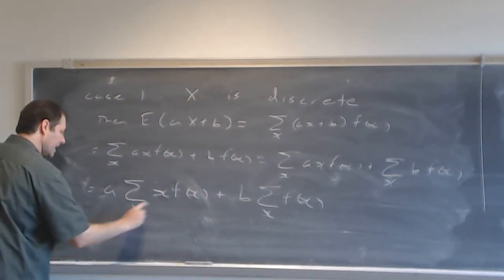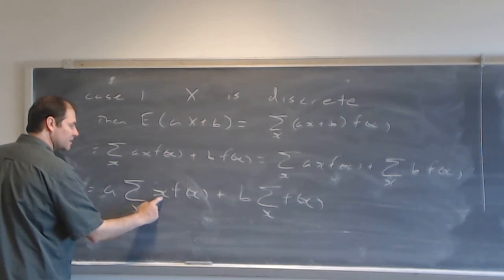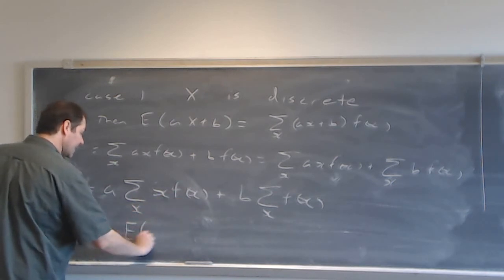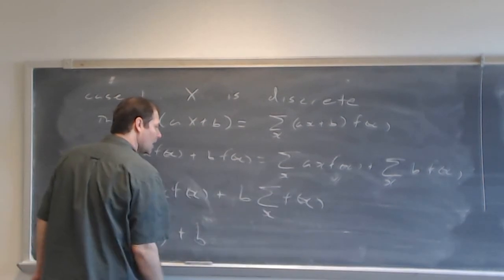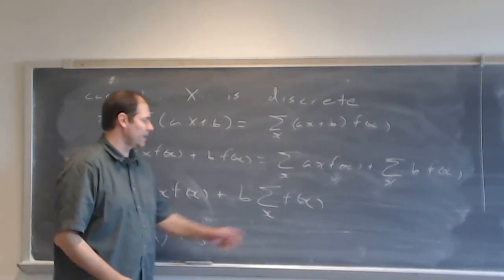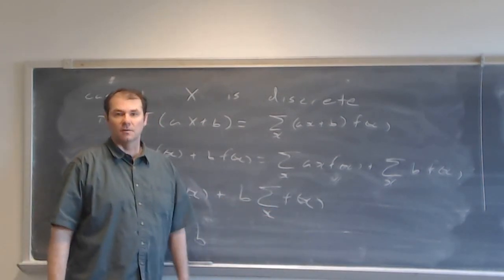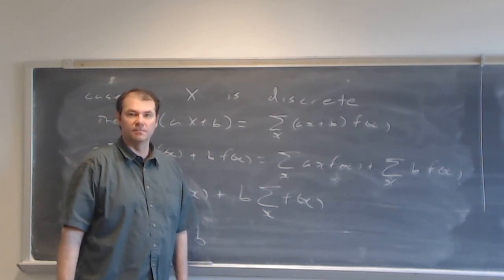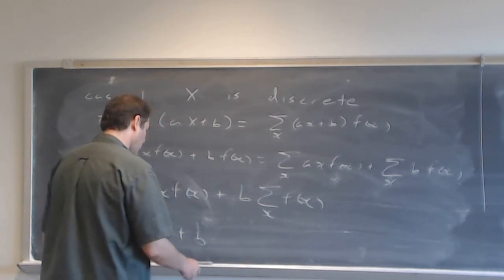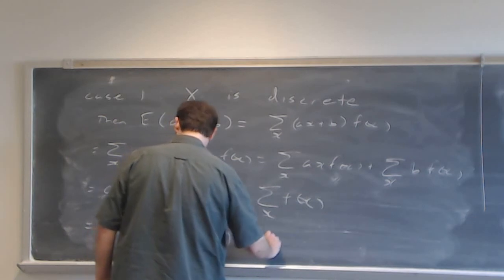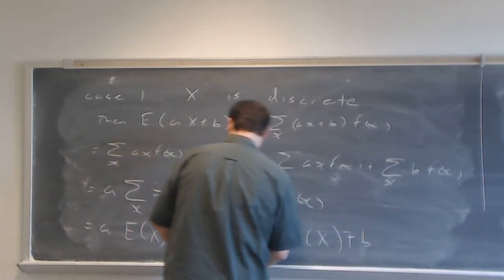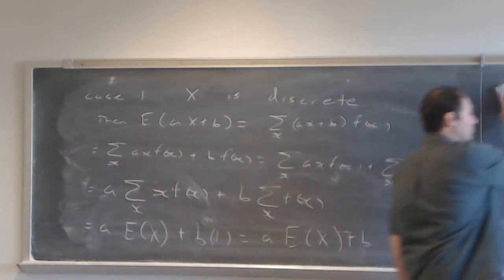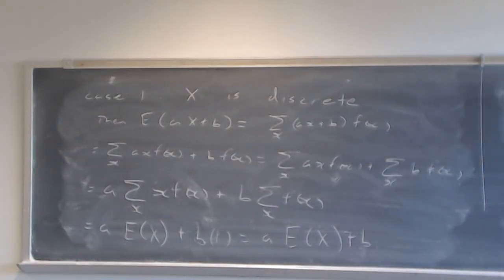And here, this is a times the sum over all x values of x times f of x. Well, that is the definition of the expected value of X. Plus b, and the sum of all the f of x values over output values for big X, little x, that's equal to 1. So this is equal to a times the expected value of X plus b, which is what we wanted to show. And so it's true in the case where X is a discrete random variable.